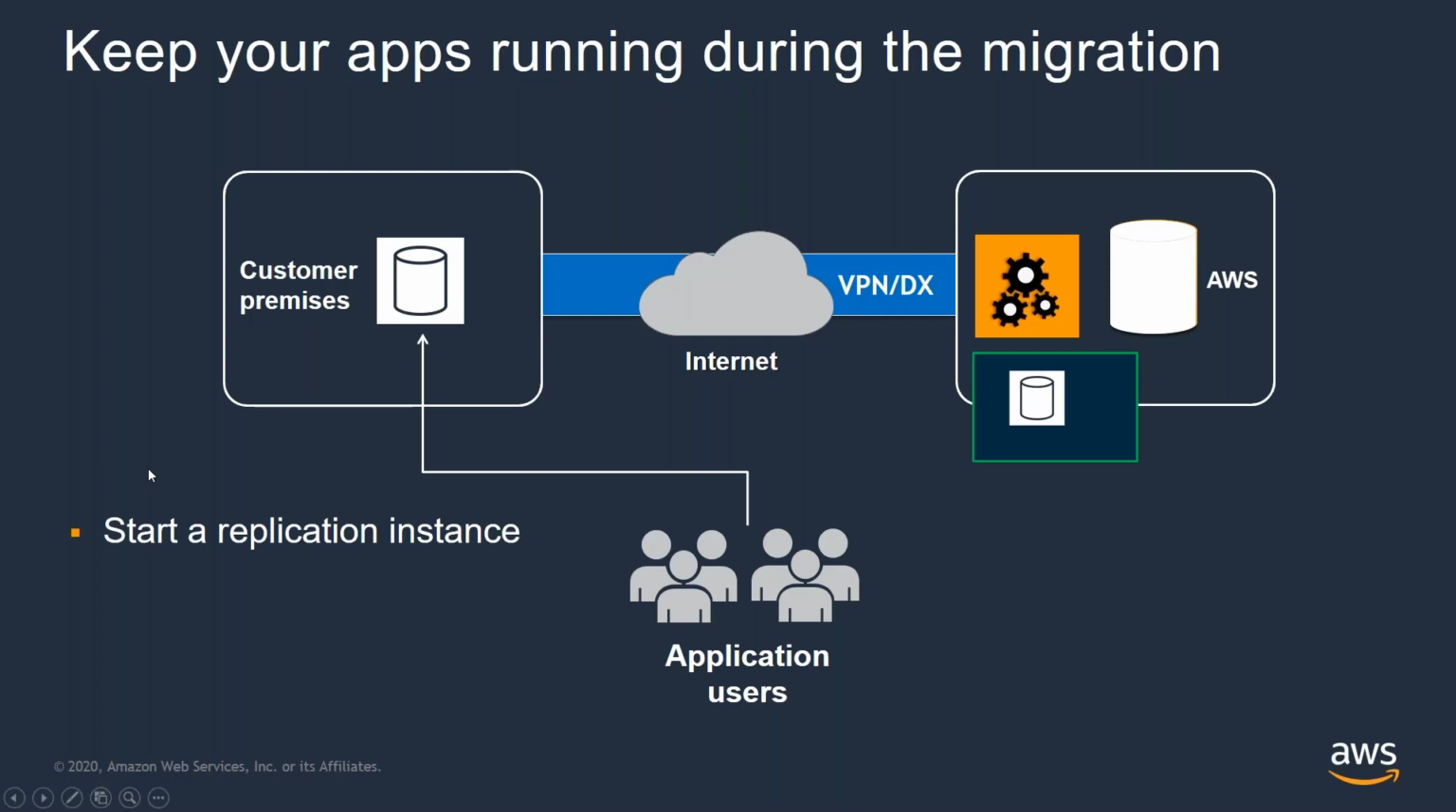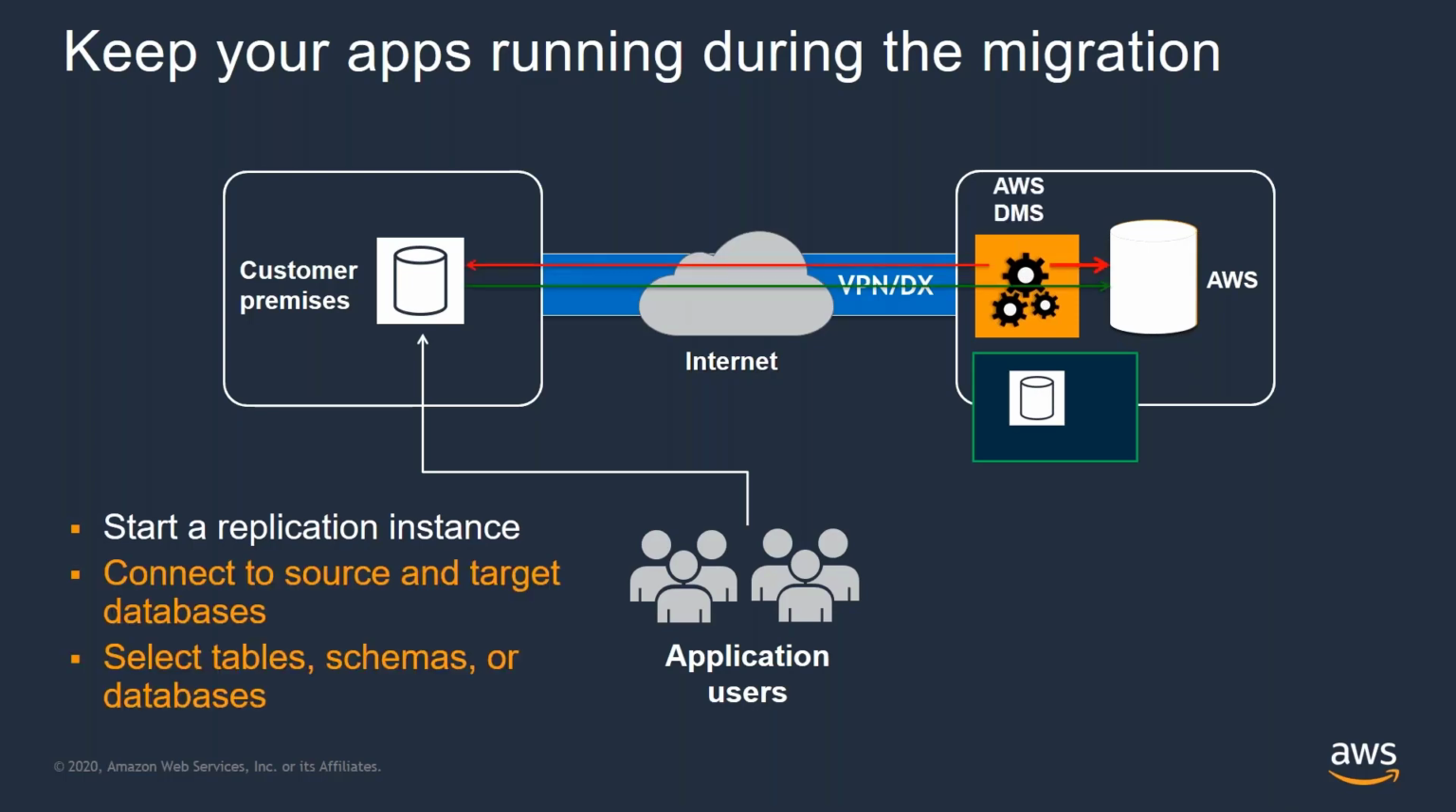So the first step in using DMS is to start a replication instance, as shown on the right side in yellow, by the gears. This is an instance that will manage the replication between the source and target over your VPN or Direct Connect, which can vary depending on your bandwidth and the network speed. Then you will identify the source and target database, as well as the specific tables and their underlying schemas to replicate.